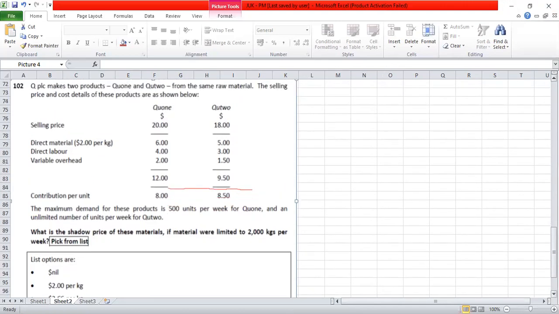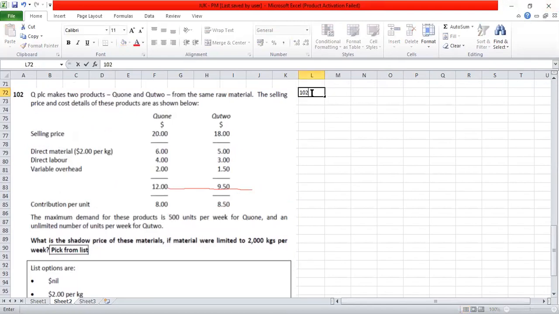The question number is 102. There are two products, Q1 and Q2. We have selling price, given as 20 and 18. Then less, there are three items. The total variable cost per unit, we can write it directly as the total variable cost because it's already given to us: 12 and 9.5. So we have contribution as 8 and 8.5. So this is the data which is available to us.